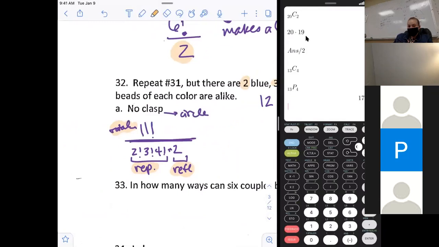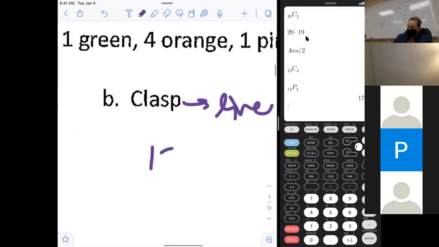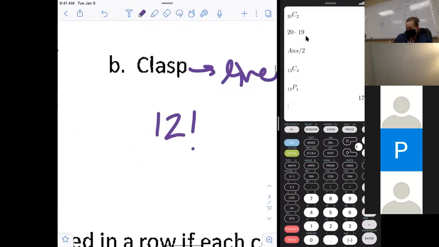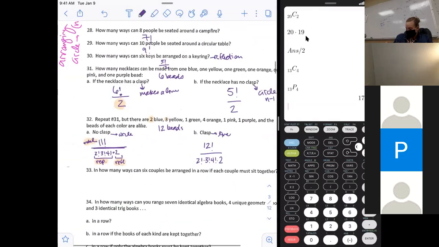It is almost the exact same for the last one. Does anyone know the one thing that changes for the last problem? It would be 12 instead of 11. Perfect, Brooke. It's 12 instead of 11 because with a clasp, I am able to make it into a line. So 2 factorial, 3 factorial, 4 factorial times 2. Okay.